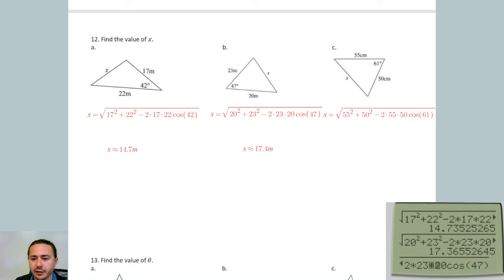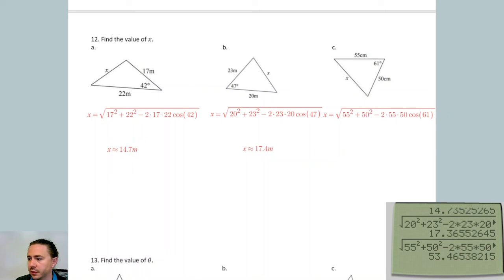And then for this letter C, same idea here. Just going to change these numbers. So 55 squared plus 50 squared minus 2 times 55. That's one too many 5s there. Times 50 times the cosine of 61. Fingers crossed. Okay, we get about 53.5. And that'll be centimeters, not meters. All right, there's number 12.